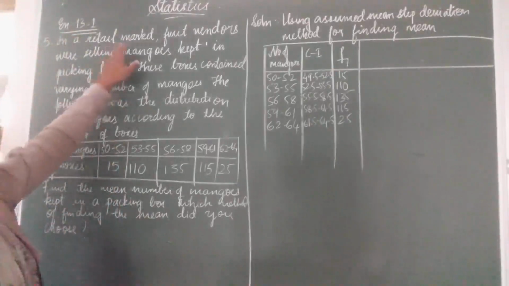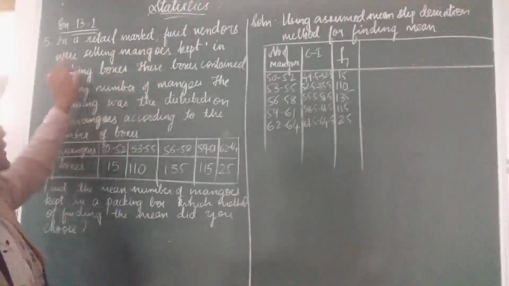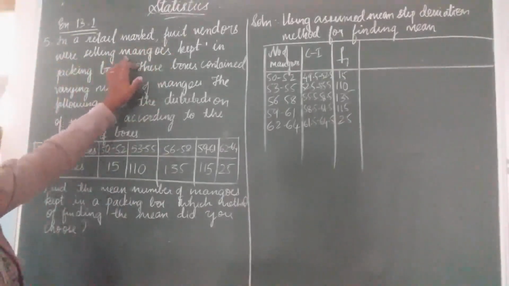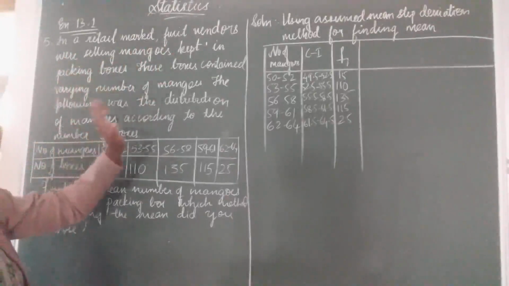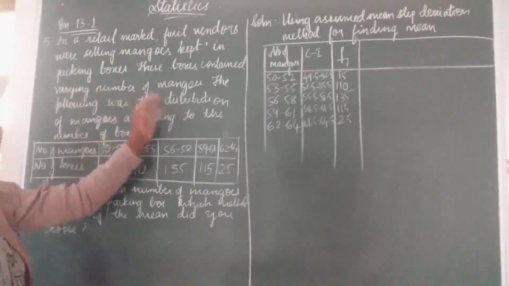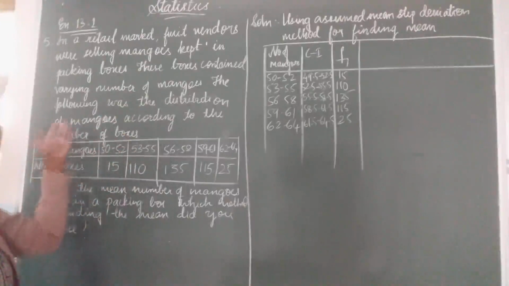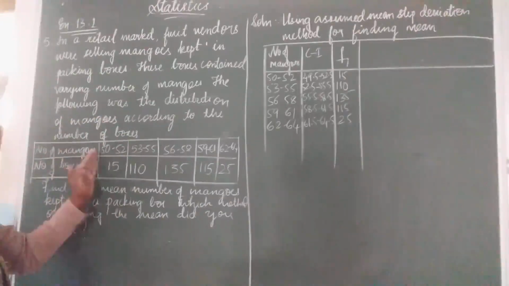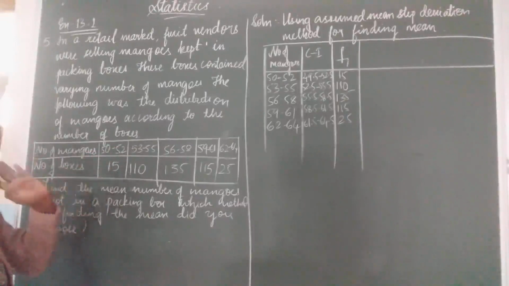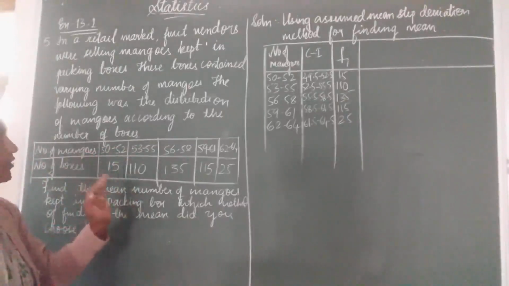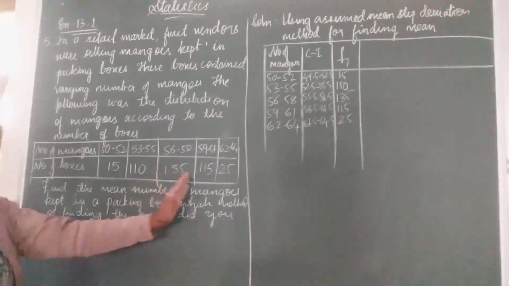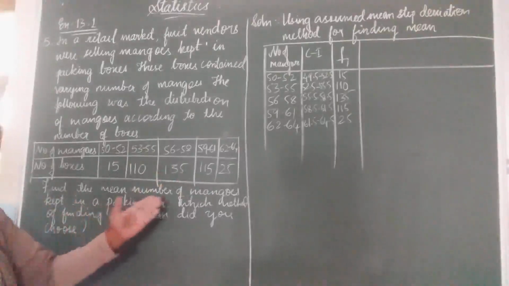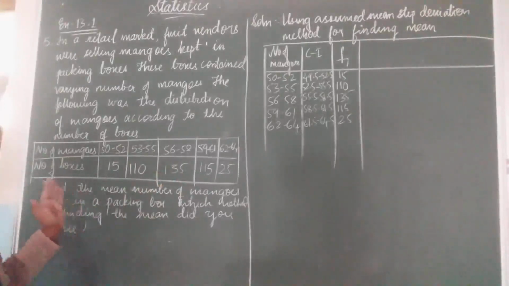Today let us discuss exercise 13.1, the fifth problem. Here there is a retail market of fruit vendors. They were selling mangoes which are kept in packing boxes. These boxes contain a varying number of mangoes. The following was the distribution of the mangoes according to the number of boxes. 50 to 52 mangoes are arranged in 15 boxes, then 53 to 55 in 110 boxes. Like this they have given the table. Find the mean number of mangoes kept in a packing box.